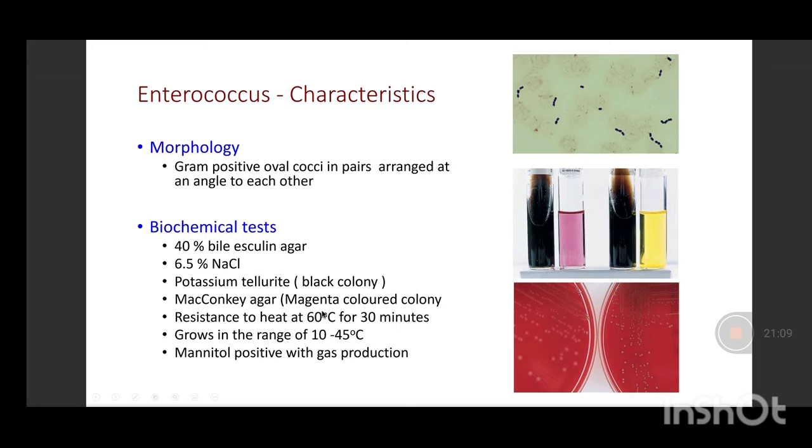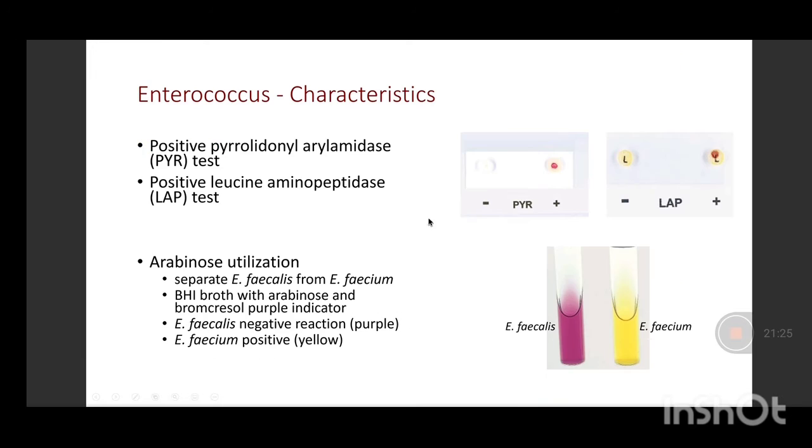They also have the property of heat resistance. They can grow at 60 degrees centigrade for almost half an hour. So that is also used as an identification test for enterococcus, along with the other biomarkers.